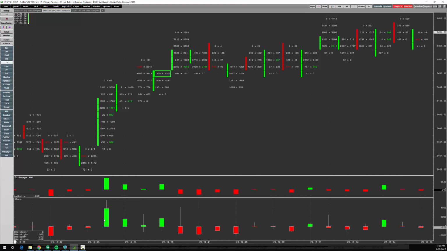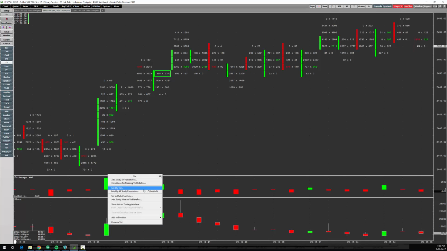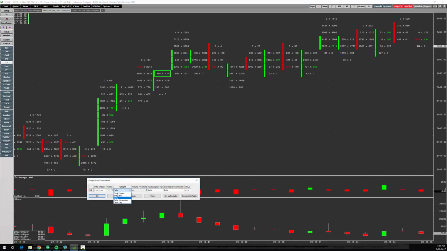All right, so now let's change. I'm going to right click on delta bars, modify delta bars, and check accumulate and hit OK. Now this is that cumulative delta, and this is the one I prefer over the delta day of this one.